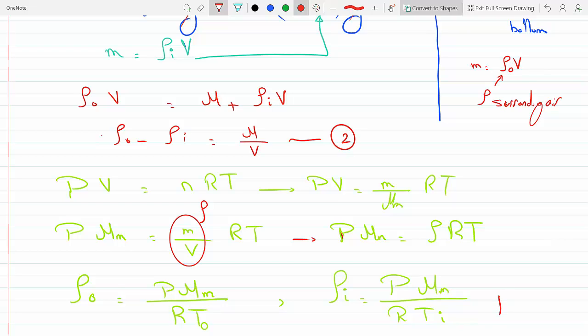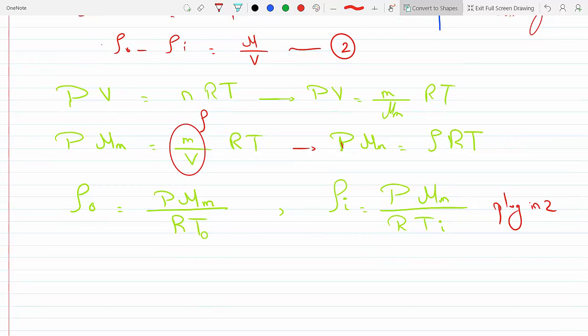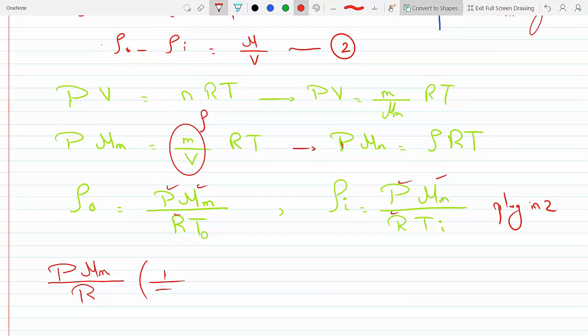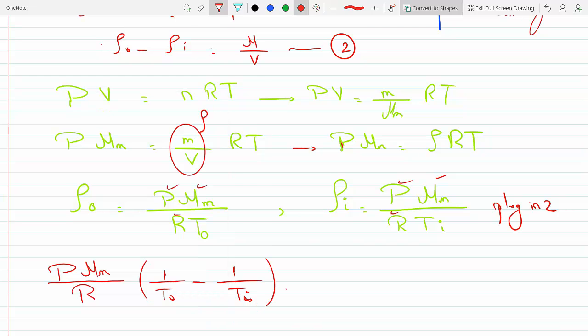So plug in 2. Okay, great, and we're gonna get P. Since these two are the same with the R, I'm gonna factor them out. So we're gonna get P times the molar mass of air divided by R times 1 over T outside minus 1 over T inside, right? That has to equal M over V.